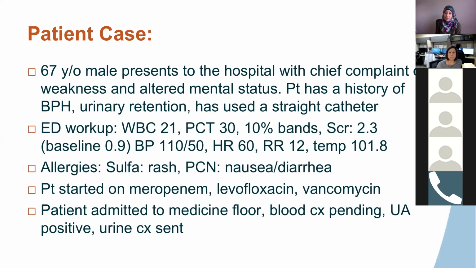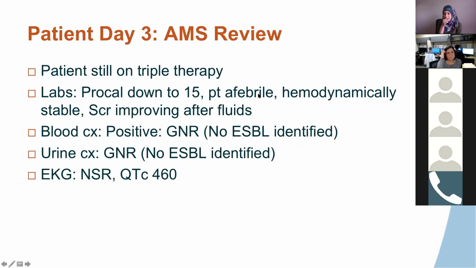So the patient gets admitted to the medicine floor. He has blood cultures pending, and urine cultures pending as well since his UA was positive. Let's say this patient came in over the weekend and you're reviewing the patient Monday morning. So we're on day 3 now. The patient is still on triple therapy. The good thing is his procalcitonin was repeated and it's gone down by about 50%.